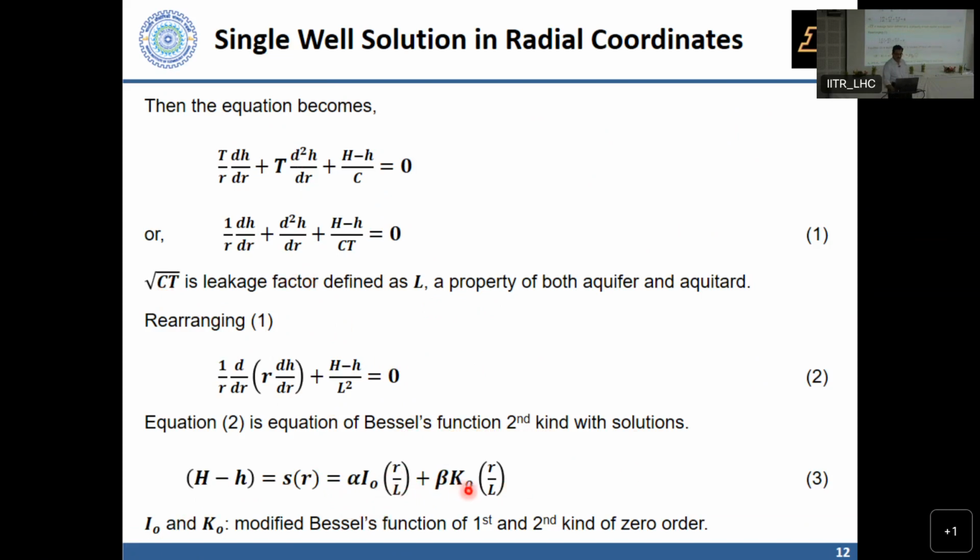I0 and K0 are the Bessel functions, the first kind and second kind of zero order. So Bessel functions, if you're familiar with them, that's great.